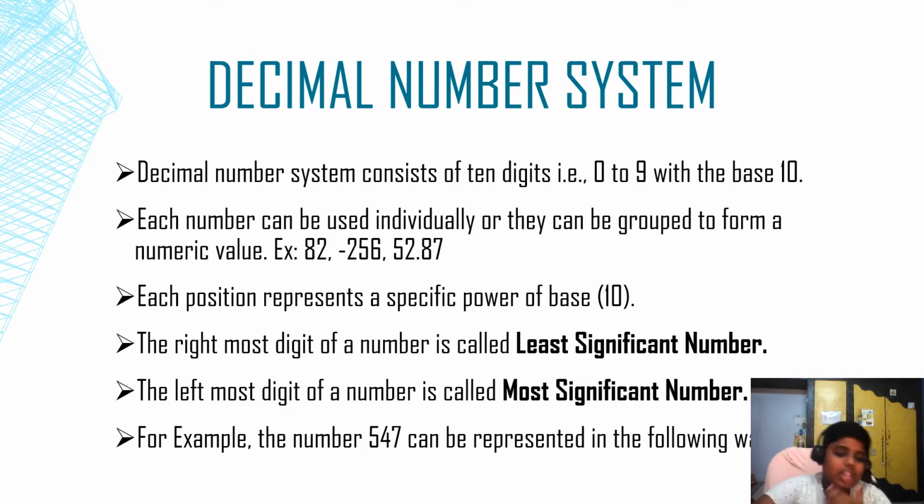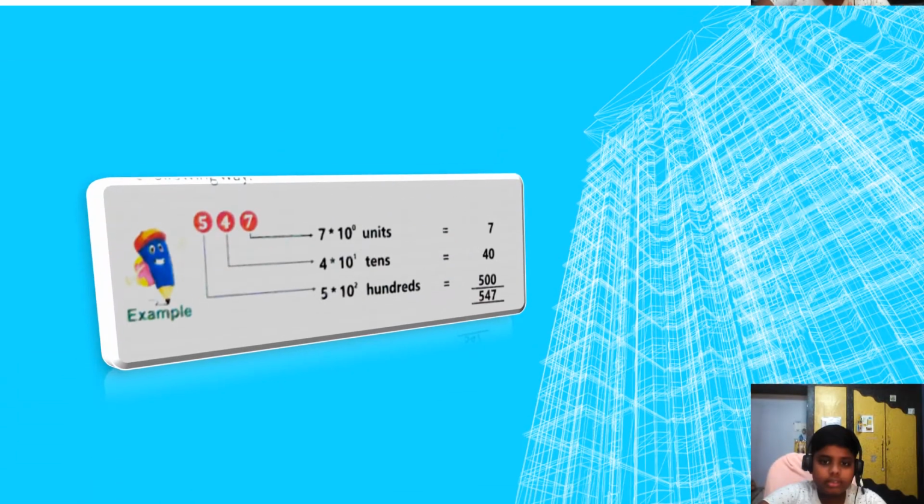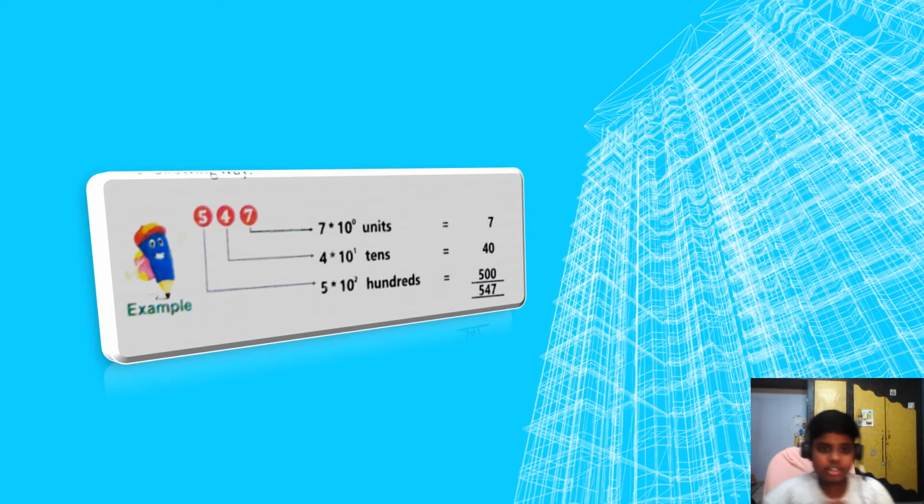Now for example, we have the number 547 and it can be represented in the following way. So this is a picture and you have 547. As I said, each digit has the base and a power of 10. Normally we go from left to right while writing numbers like 1, 2, 3, 4, 5. Like 2 is to the right of 1, and 3 is to the right of 2. But here it's the opposite way. Here 2 is to the left of 1, 3 is to the left of 2, 4 is to the left of 3. So we'll go like that.